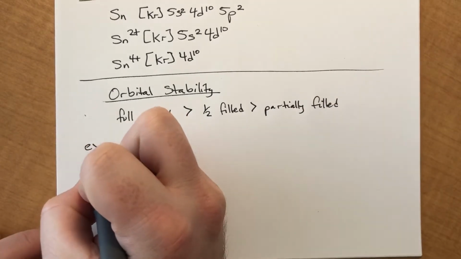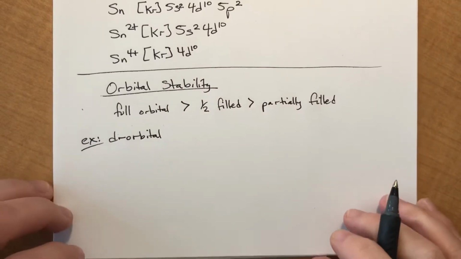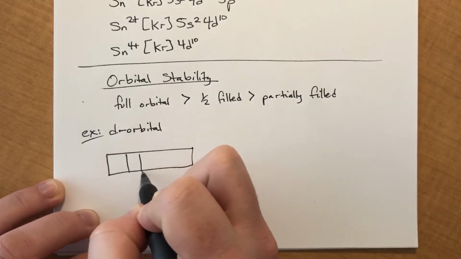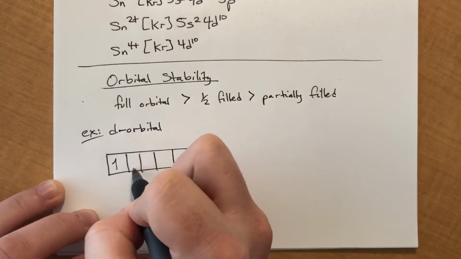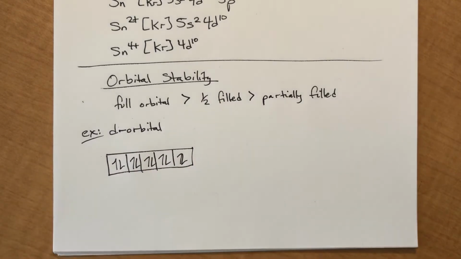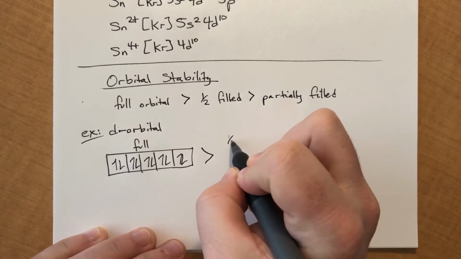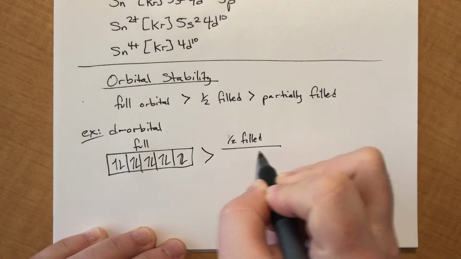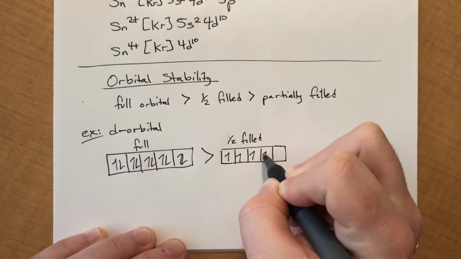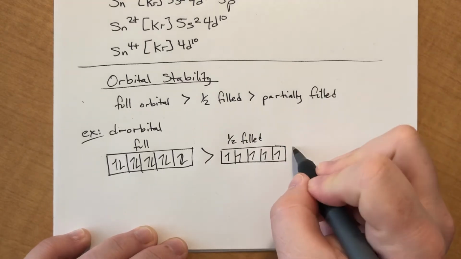Okay, so for example, if you had a D orbital, I'm actually going to draw the orbitals, the boxes, just so you can see it a little better. D orbitals have 5 boxes. A full orbital, everything goes up and then everything gets paired. This is the most stable option available. This is better, so this is a full. A half-filled is where essentially we only have the up arrows. 1, 2, 3, 4, 5. Remember, we don't start pairing them until we get past that. And a partially filled is literally any other option.